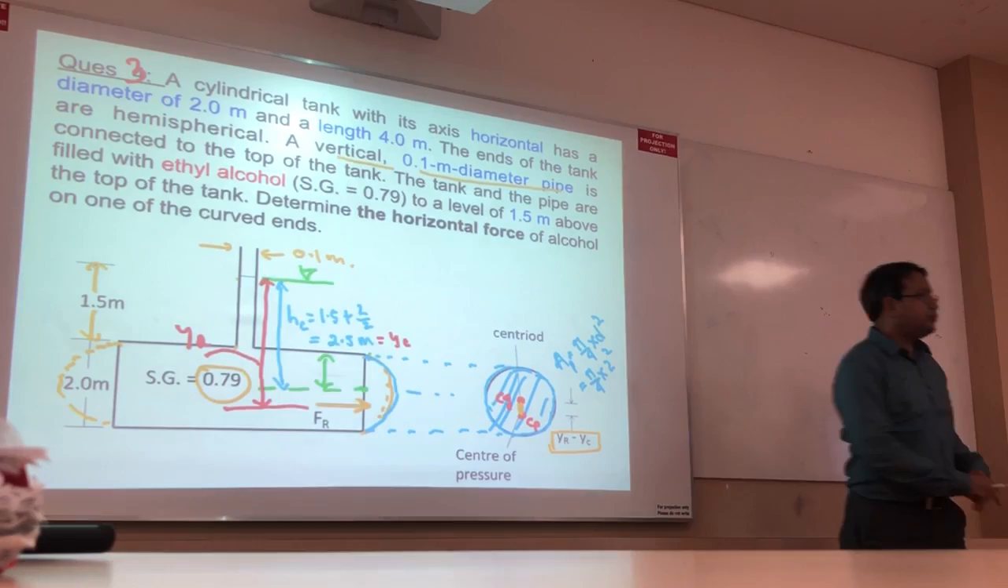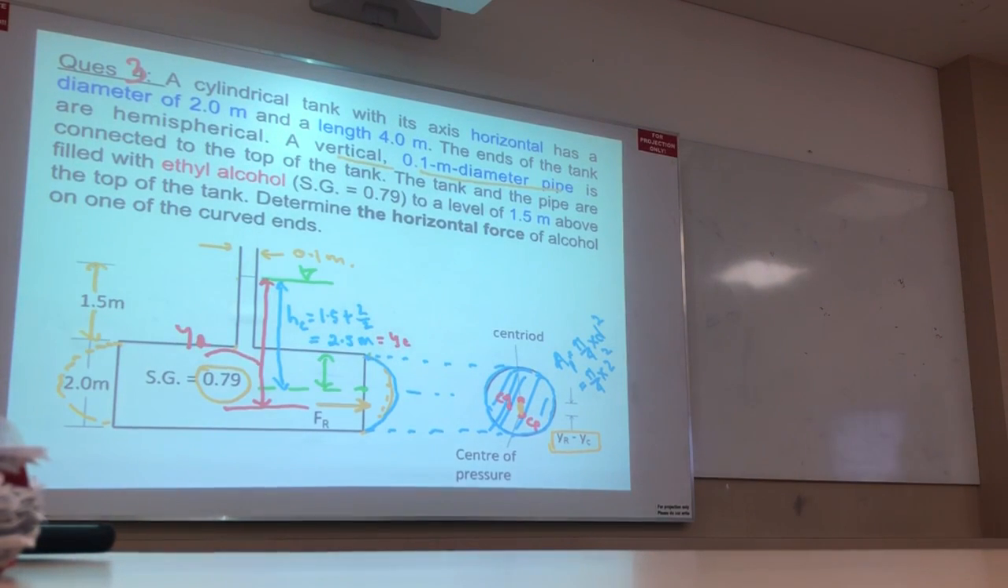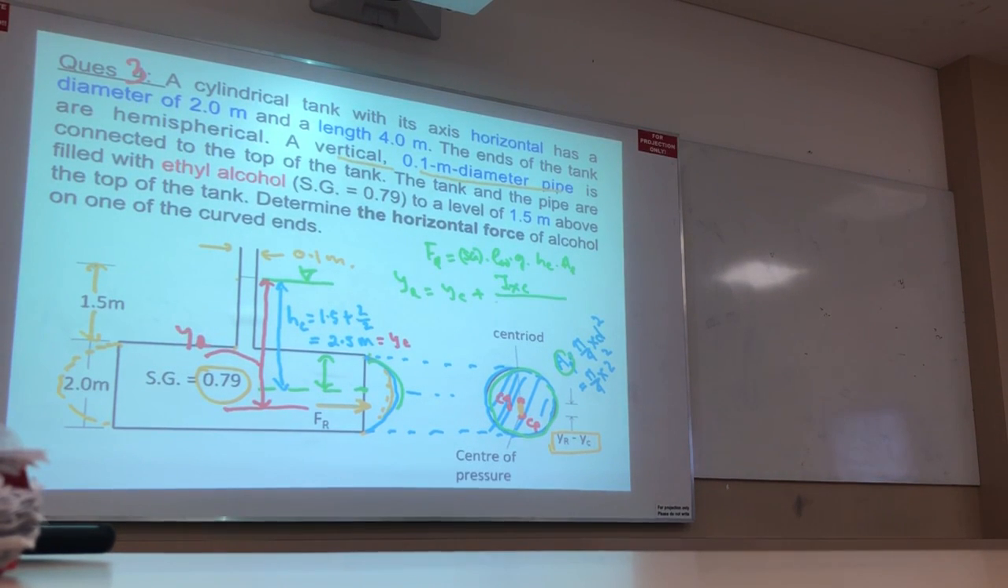So, FR we can easily calculate, right? No problem. What is the value of FR? Tell me. FR is specific gravity times density of water, g, HC, area. This area. And YR is YC plus IXC of this circle divided by YC times area. Done. Question is solved.